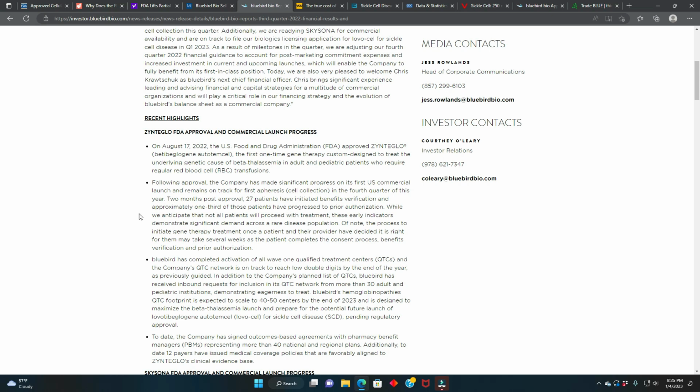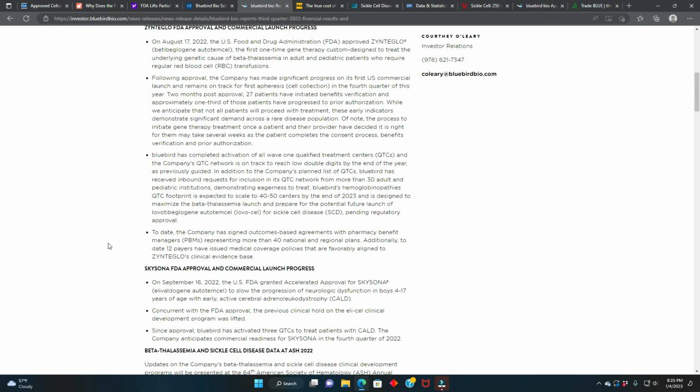But what I really want to point out here is the qualified treatment centers. I don't think many people have an understanding of how important this is, how long it takes to set these up, and they're already chugging along, getting it done. So here on this bulletin, BlueBird has completed activation of all Wave 1 Qualified Treatment Centers, QTCs, and the company's QTC network is on track to reach low double digits by the end of the year, which is 2022, as they had previously guided. In addition to the company's planned list of QTCs, BlueBird has received inbound requests for inclusion in its QTC network from more than 30 adult and pediatric institutions, demonstrating eagerness to treat.